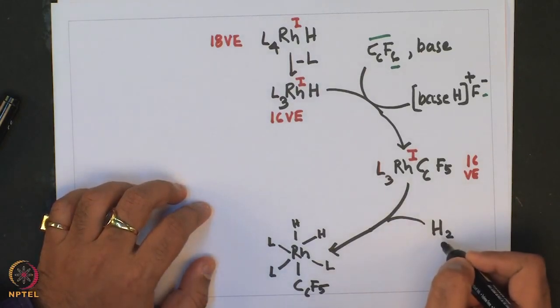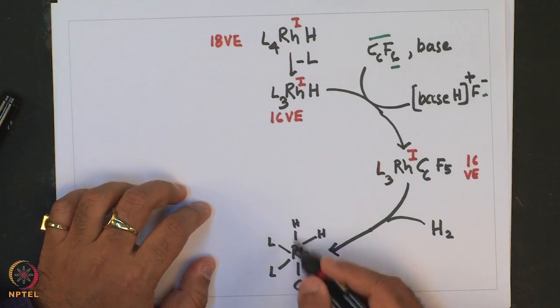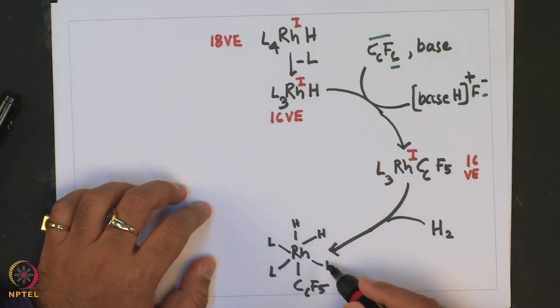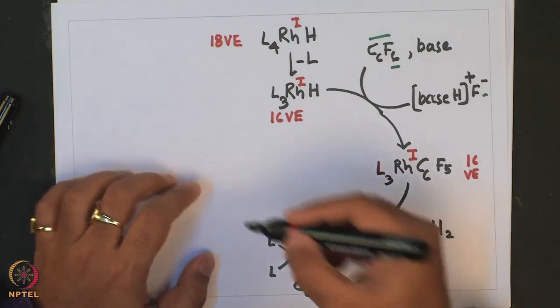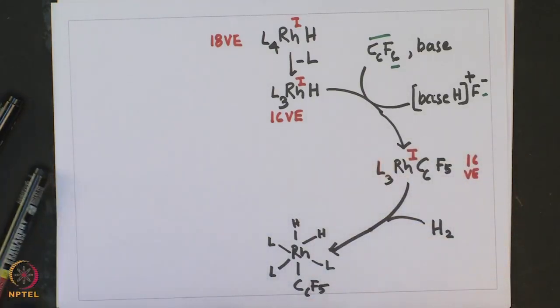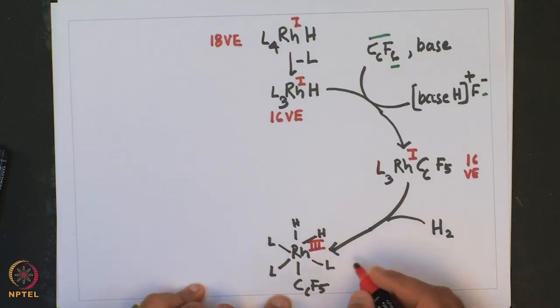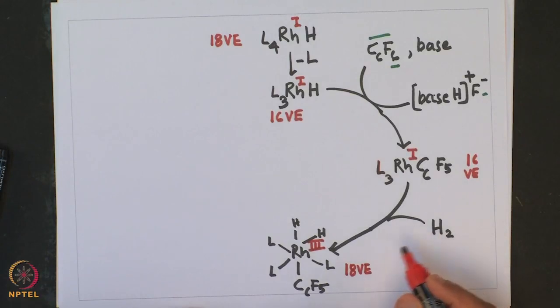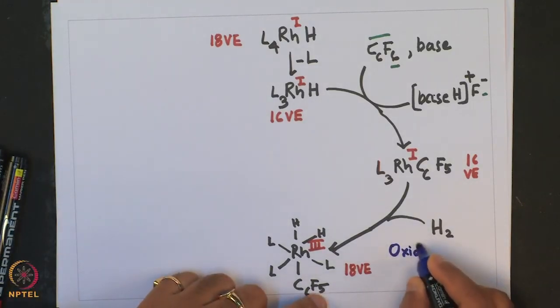So here we see dihydrogen adding on to rhodium, giving rhodium dihydride, and the three L ligands occupy coordination sites, and the sixth one is occupied by this C6F5 ligand. So here the rhodium is in plus 3 oxidation state, and this also has become an 18 valence electron complex after the oxidative addition of the dihydrogen has occurred. So this step is an oxidative addition step.